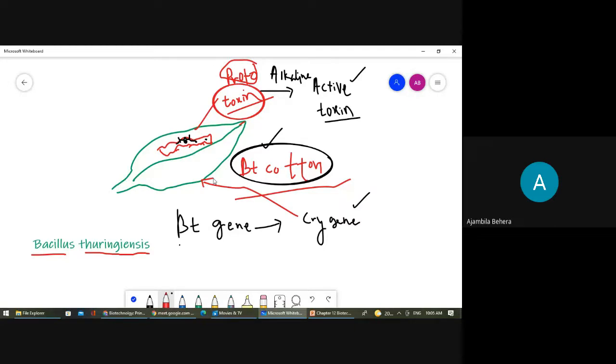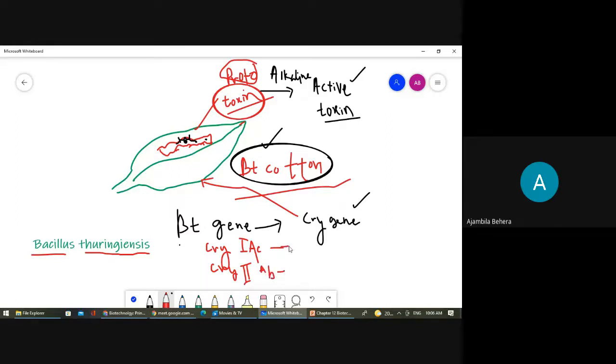generally there are three major categories of these cry genes. You can find three different types of such genes. Cry1Ac, with a small c, Cry1Ac. Then another one is Cry2Ab. So you all please write this, Cry2Ab.